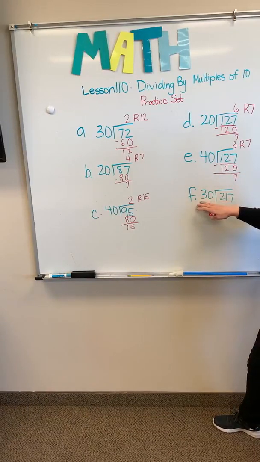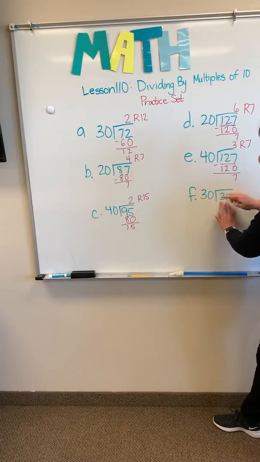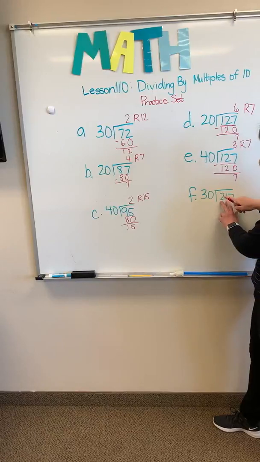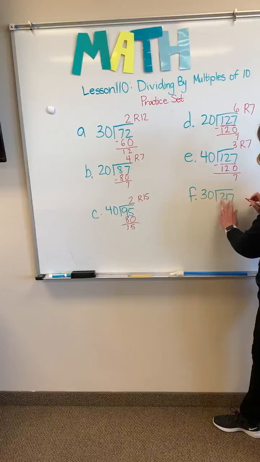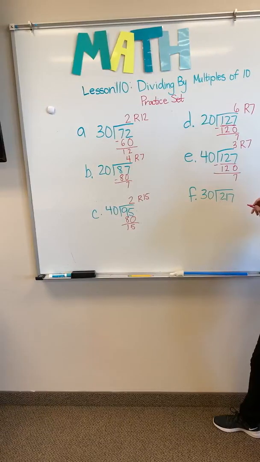And finally, 217 divided by 30. Well, 30 can't divide 21 because that is a smaller number. So we're looking at the whole thing, 217. I know that 4 times 30 is 120.